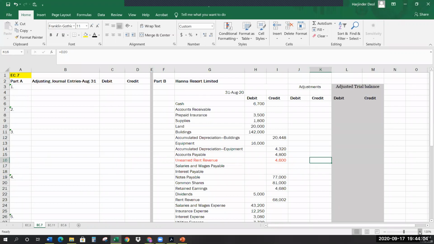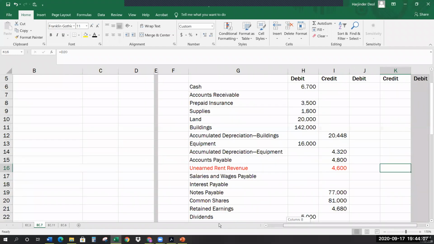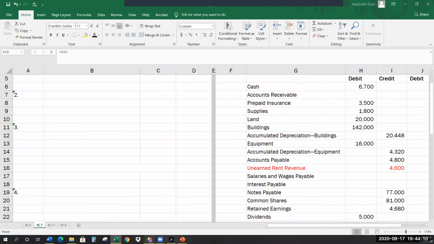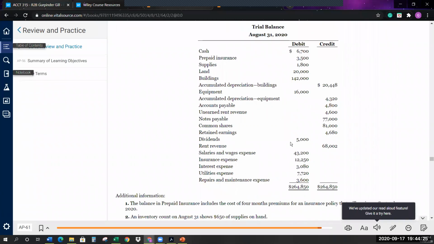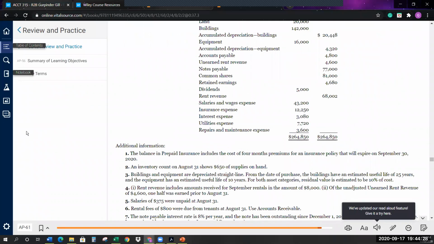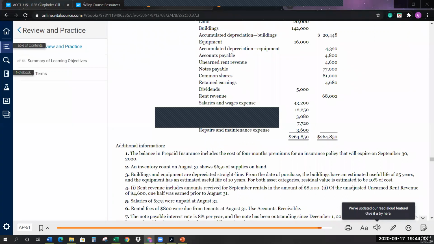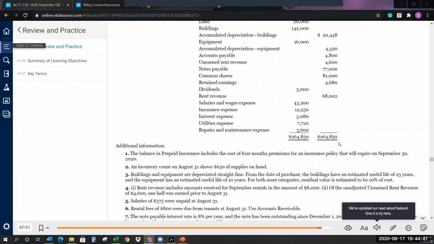So let's look at EC.7. Okay, so adjusting entry. The trial balance for Hannah Resort Limited on August 31st is as below. They have given us the trial balance with all of the accounts and the balances in those accounts. If you see, the total of debit equals the total of credit.